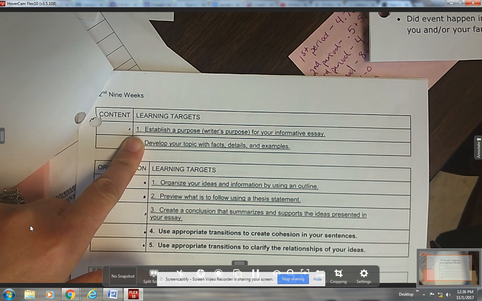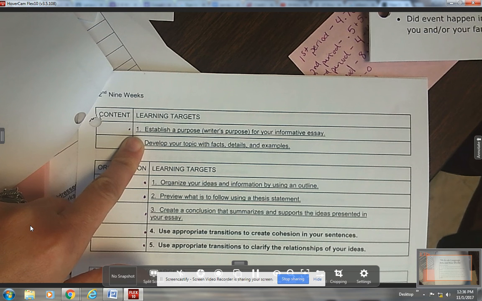Your score will drop if your piece is written as a persuasive piece, or if your piece is written as an argumentative piece, or if your piece is a story with a conflict as a narrative. Because right now, our entire focus, goal, and purpose is that we are informing our audience. And that's the only thing we're doing throughout the second 9 weeks here.